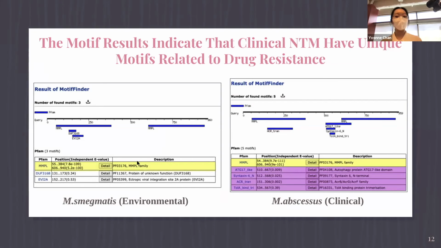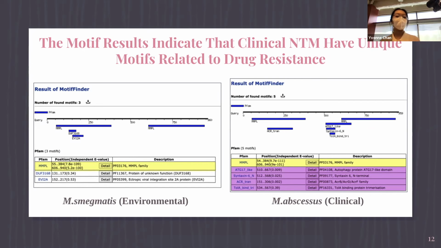Because I also wanted to check how different the sequences of clinical and environmental NTM were, I selected the abscessus and smegmatis sequences and additionally performed a motif analysis. The left shows results from smegmatis and the right shows results from abscessus.